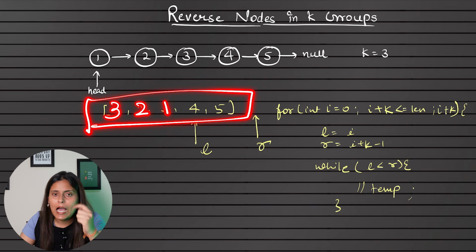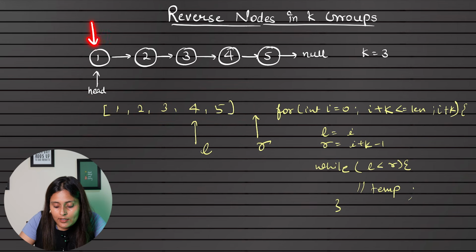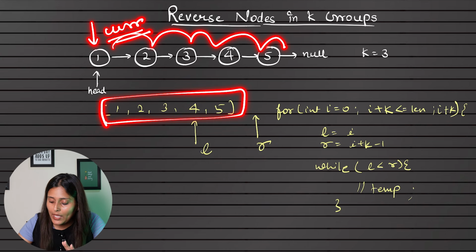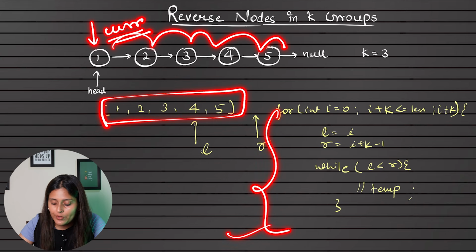But this is in a list, how can we do it in a linked list? Very simple. Start a current variable, read the values one by one and put them in the list, okay, and apply this logic to reverse it.